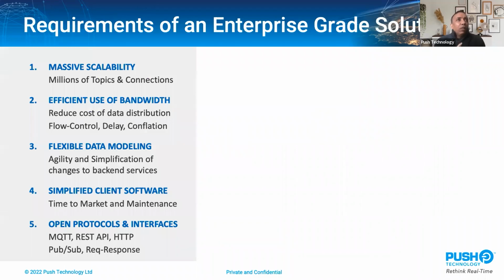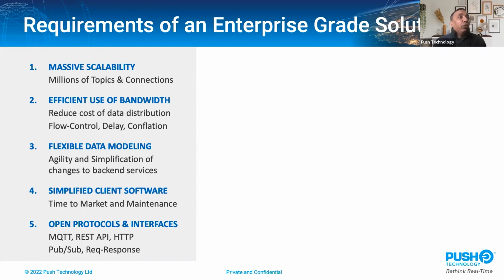To summarize the requirements for an enterprise-grade pub-sub solution, number one is massive scalability in topics and connections. Topics are how event data is organized for subscribing applications to consume. So millions of topics and connections are important.